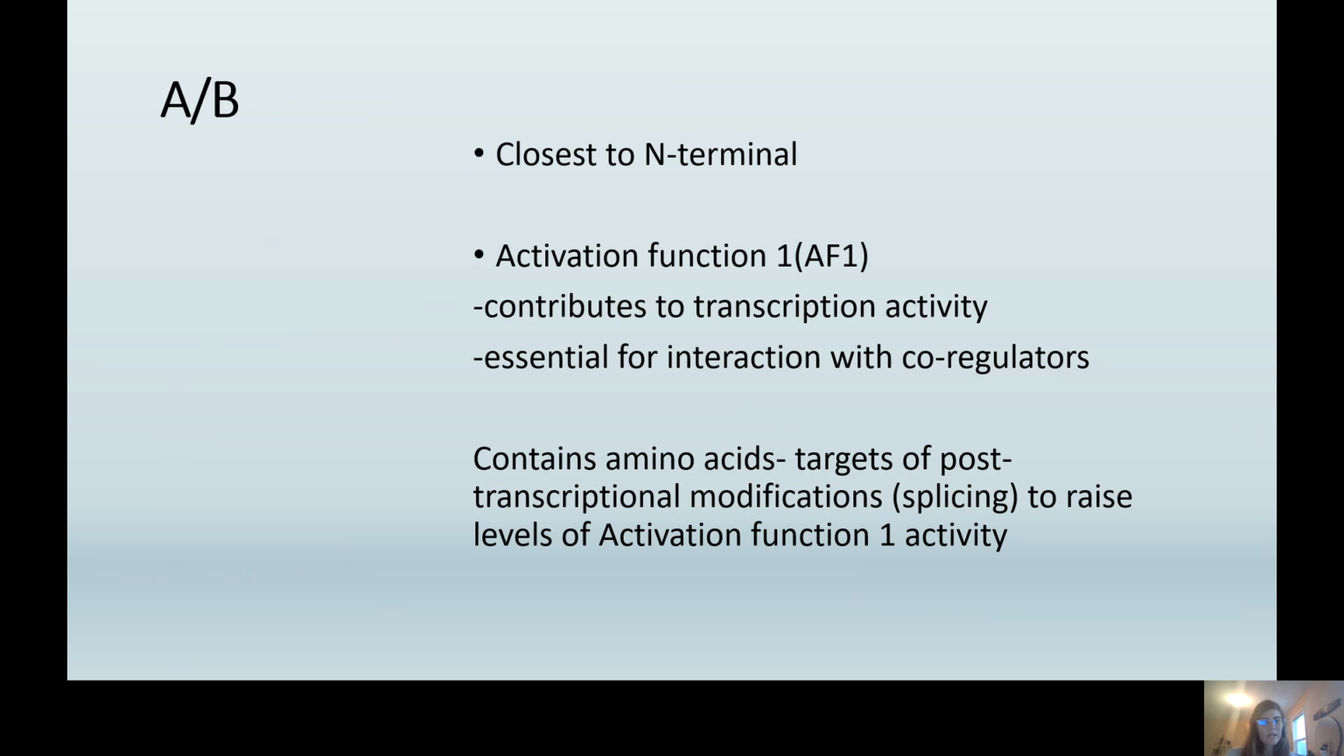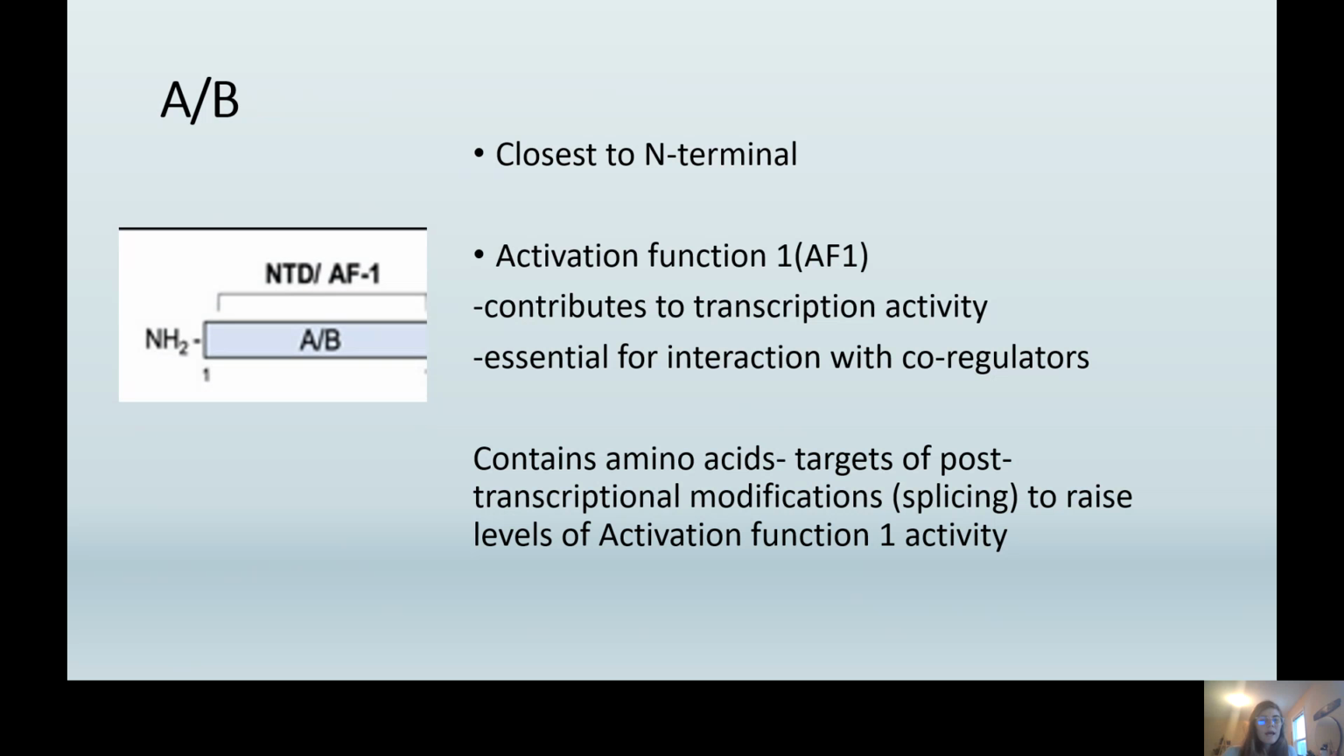The first domain is the AB domain, which is closest to the N-terminal, and it consists of the activation function 1, which contributes to transcription activity. As you can see, it's the blue portion in the picture on the left-hand corner of the screen, and it contains amino acids which are targets of post-translational modifications to raise levels of activation function 1 activity.